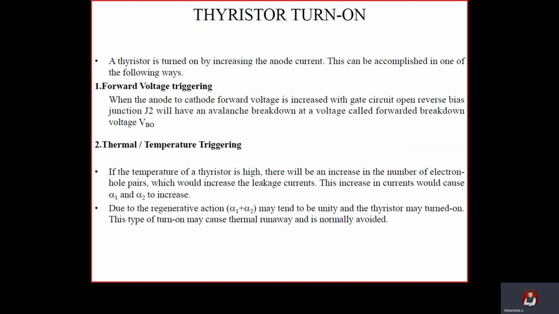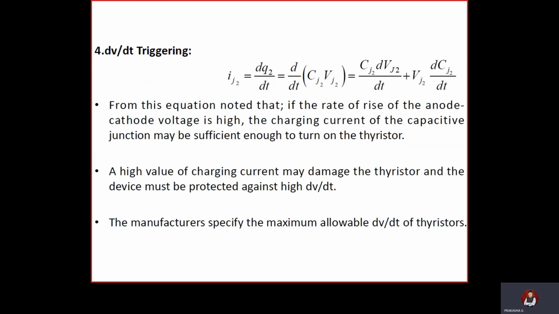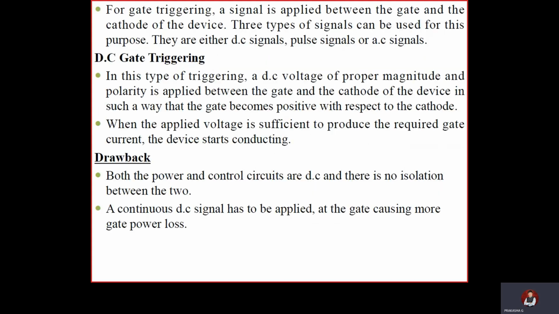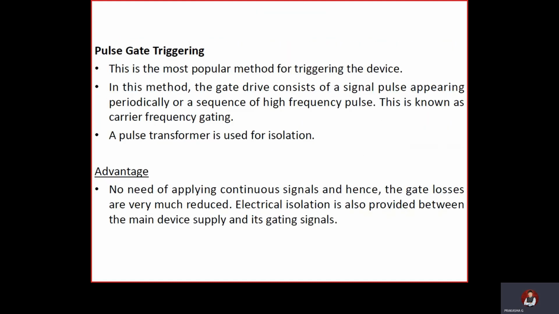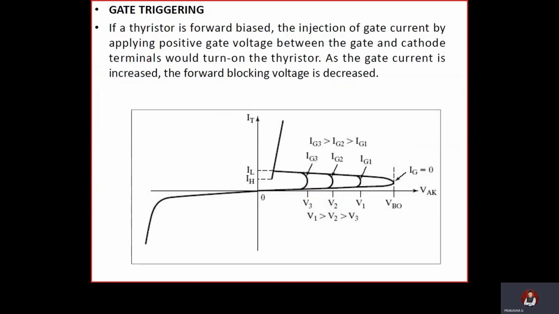Turn on time. Triggering: one is forward voltage triggering, second is thermal or temperature triggering, and third is radiation triggering, dV by dt triggering, and gate triggering. In gate triggering there are 3 types: DC triggering, AC triggering, pulse gate triggering.